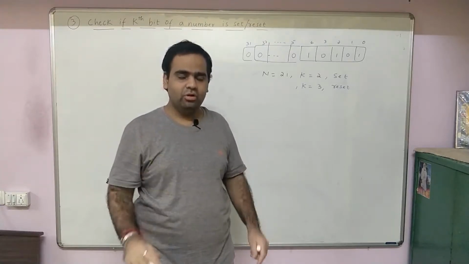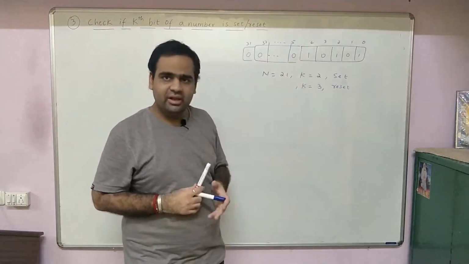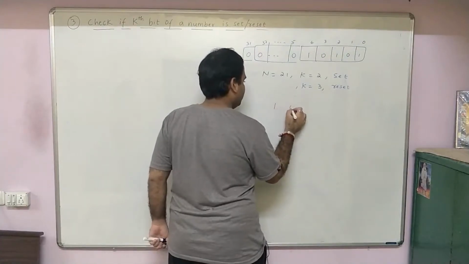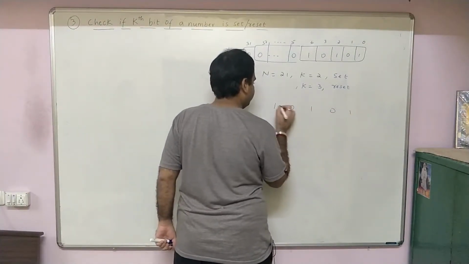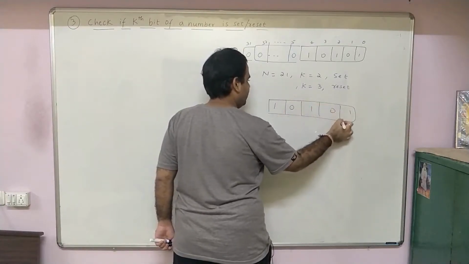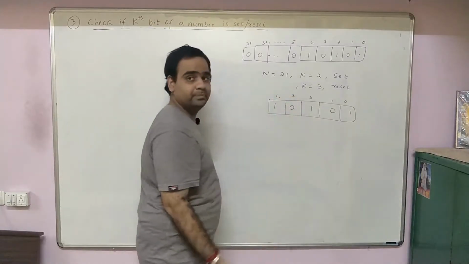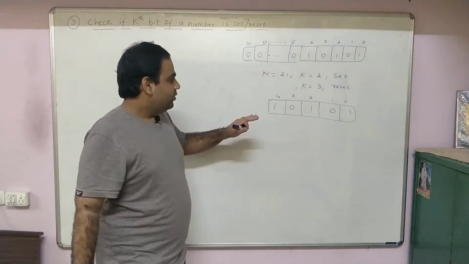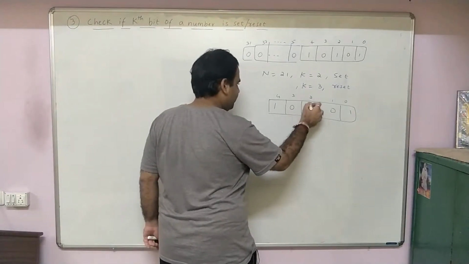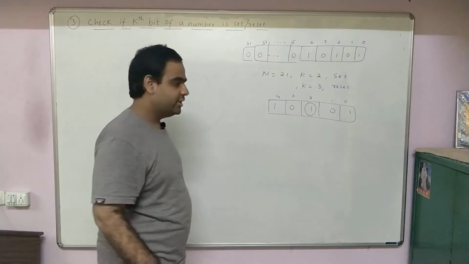Now, how do we solve this? All these are 0, I need not care about this. I will take the original number, the exact number 10101. So this is number 21, with 0th bit, first bit, second bit, third bit, and fourth bit. Now, if I say k equal to 2, this is the particular bit which we are interested in, and all other bits we are not interested in.